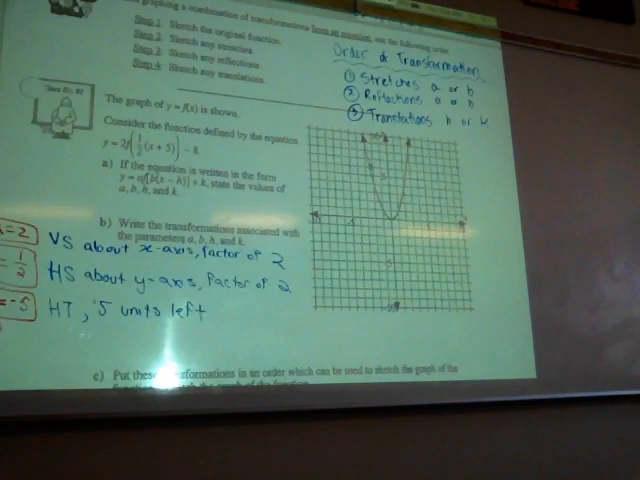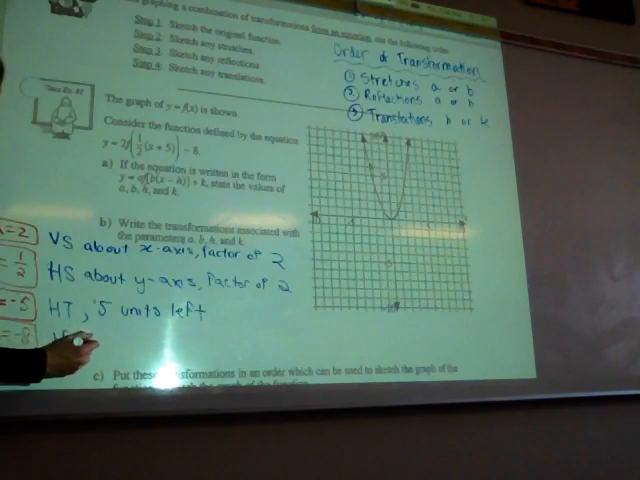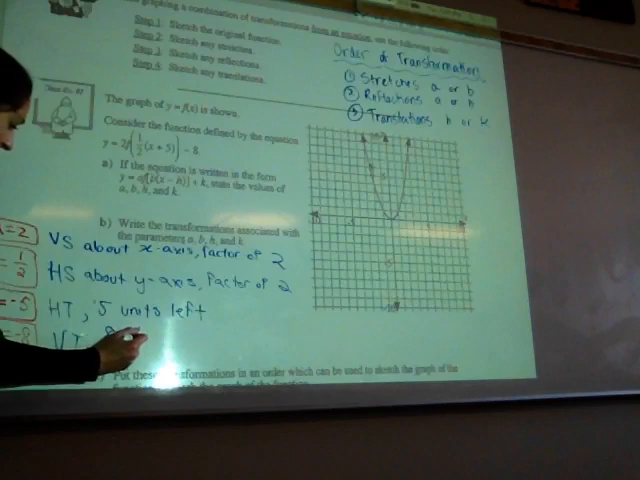Okay, next up we have our k. K is equal to what? Negative 8. Okay, check. Negative 8, vertical translation. And we're moving 8 units down.